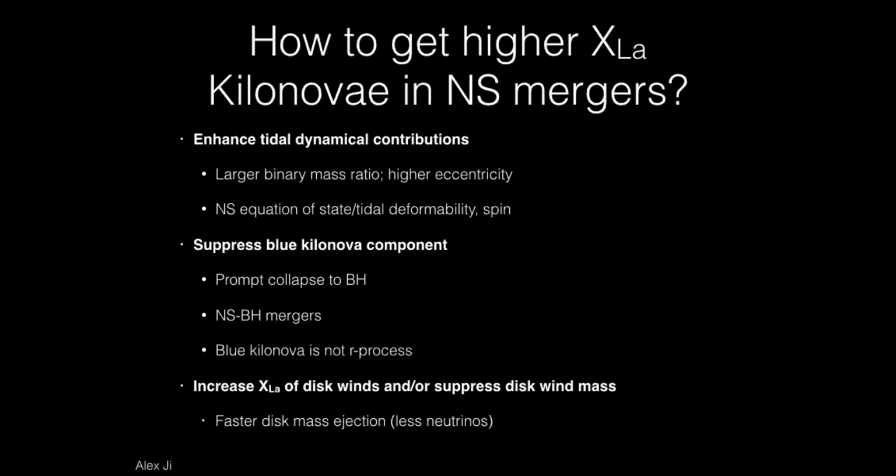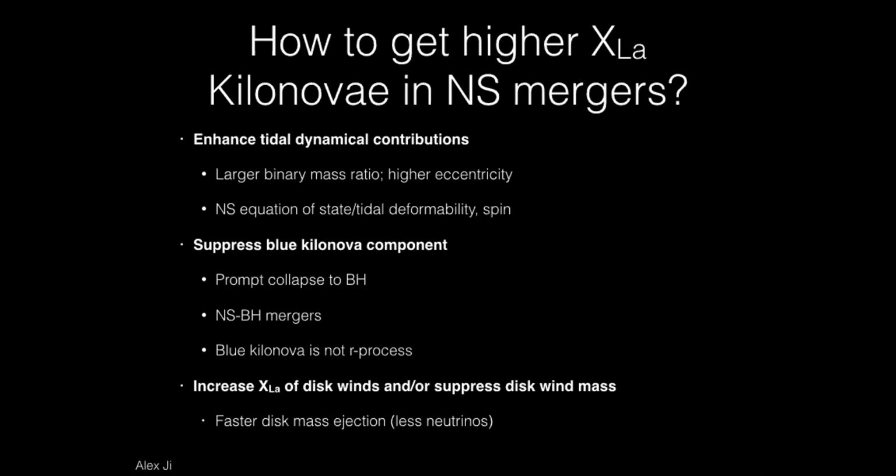Another way is you can suppress the blue kilonova component, that early blue kilonova component from either the collision or also from the early driven winds. You can do that basically by making a black hole faster. So you get less of the blue kilonova when you have a black hole involved. And then the third way is that most of the mass actually comes out in the disk winds. So you can either somehow increase the lanthanide fraction of those disk winds or suppress the total amount of mass from those, because they're a little bit lower than 10 to the minus 1.5. Basically, that corresponds to ejecting the disk faster or having a smaller disk.